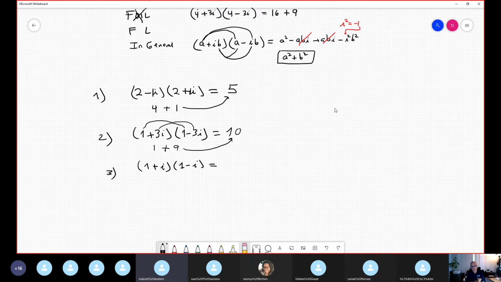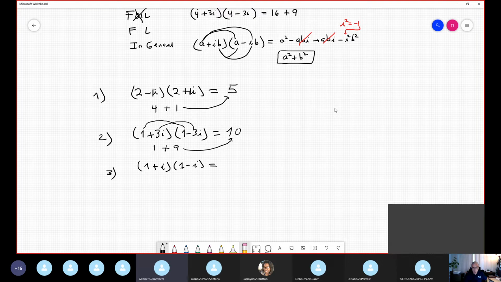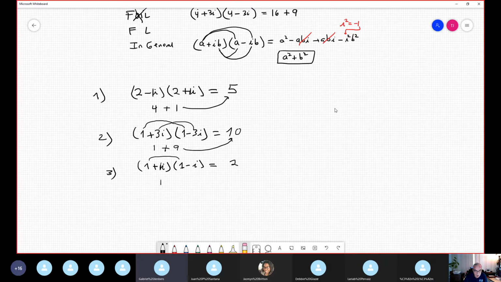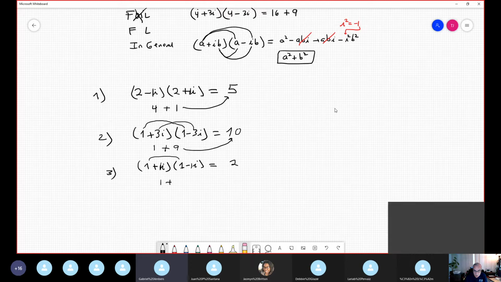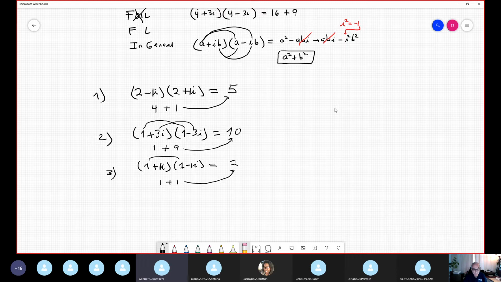Okay, what about the last one? Another participation. It's 2. Very well, Ang Lang. Ang Lang says it's 2, because 1 times 1 is 1, and the coefficient here is 1, so 1 plus 1 is 2.